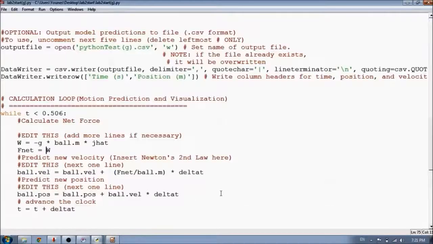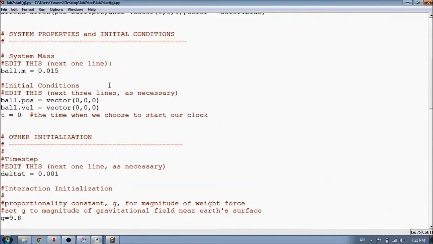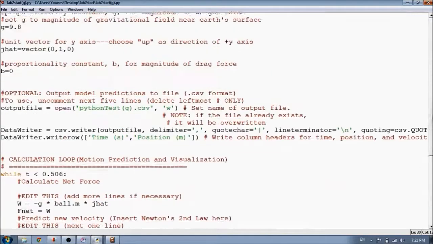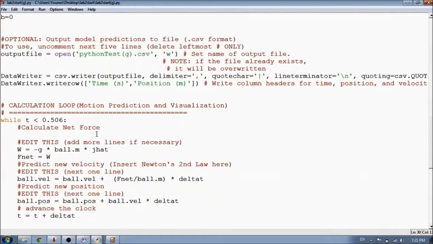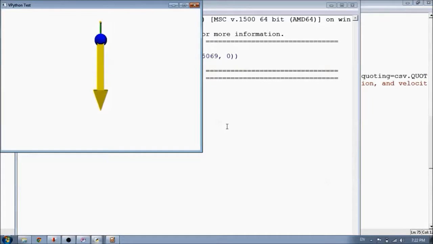Let's see it. Here's the mass and the initial conditions. As you see here, the only force acting on it is the weight force.